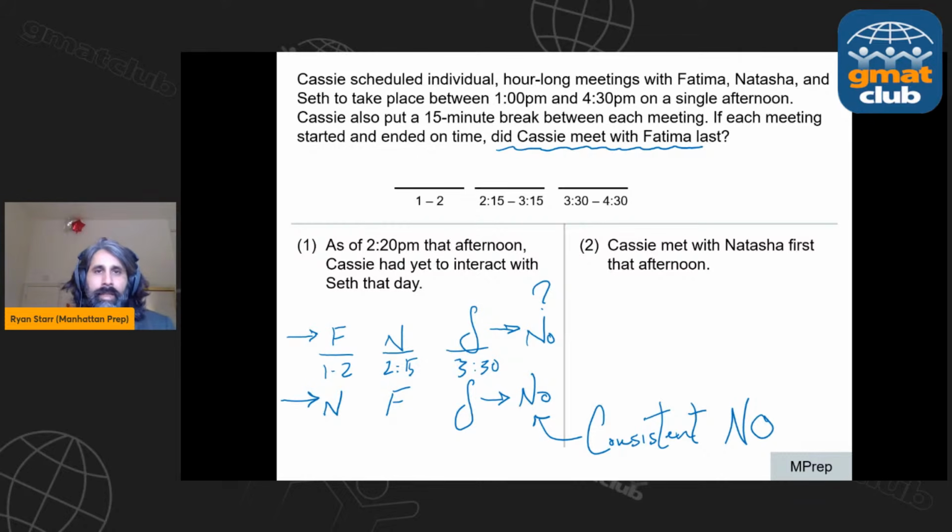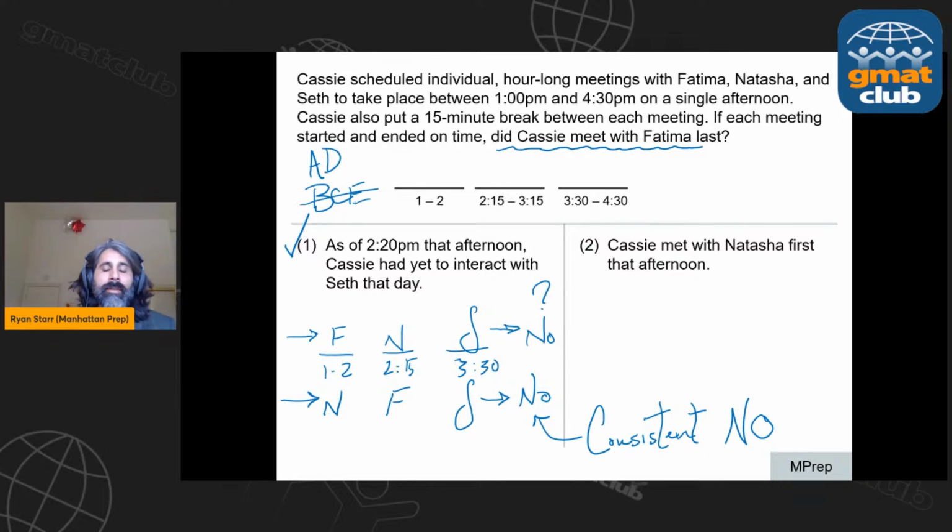And a consistent answer in a yes-no question is a sufficient answer. You judge sufficiency in data sufficiency by whether the statement, 1, 2, or both combined, returns a single answer to the question above. It doesn't have to return just a single value or set of data. This one returned 2 possibilities, but both possibilities gave the same answer to the question up above, which means we know the answer to the question. Did Cassie meet with Fatima last? No, according to the information in statement 1. Definitive no. That makes statement 1 sufficient. And it means that A and D will stick around while B, C, and E will be eliminated.